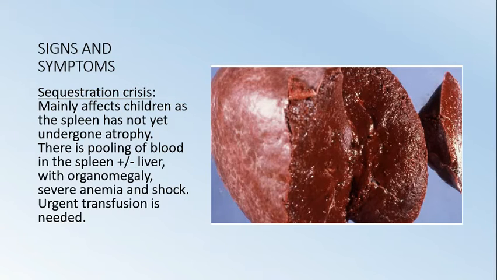A very acute venous obstruction of the spleen may even occur, and is a very rare occurrence in early childhood, but may require emergency transfusion or even splenectomy. So it's very serious here. There's pooling of blood in the spleen or liver with organomegaly, where the organs become big, severe anemia and shock, and urgent transfusion is needed, as said. But some of the sequestration crisis also occurs in other places, especially in the eyes.